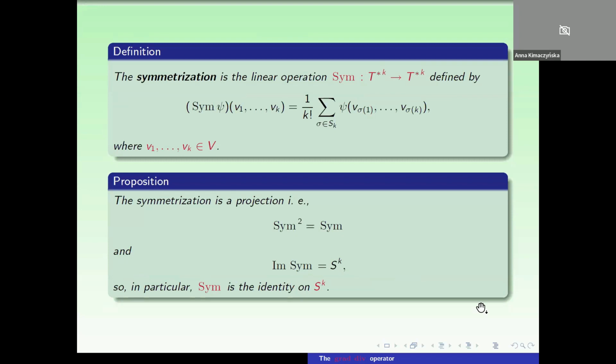Symmetrization is the linear operation from T*k to T*k defined by the following equation. And we have the properties of symmetrization. It is a projection, so sym squared is sym, and the image of sym is Sk. In particular, symmetrization is the identity on Sk.